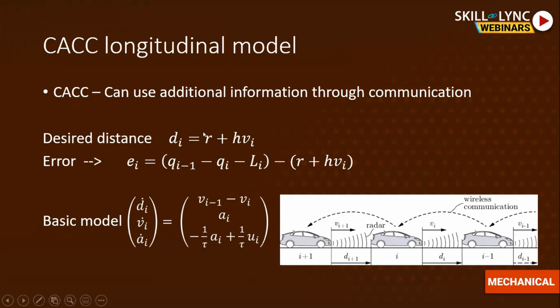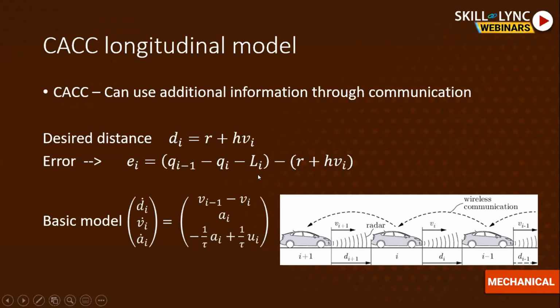So that is R. We define the error as this. The error is the difference between the positions of two vehicles. You have to note that the positions are from rear bumper to rear bumper. So q_{i-1} is the position of vehicle i-1, q_i is the position of vehicle i, L_i is the length of vehicle i, and R plus hv_i is the desired distance. So we define the error as that.